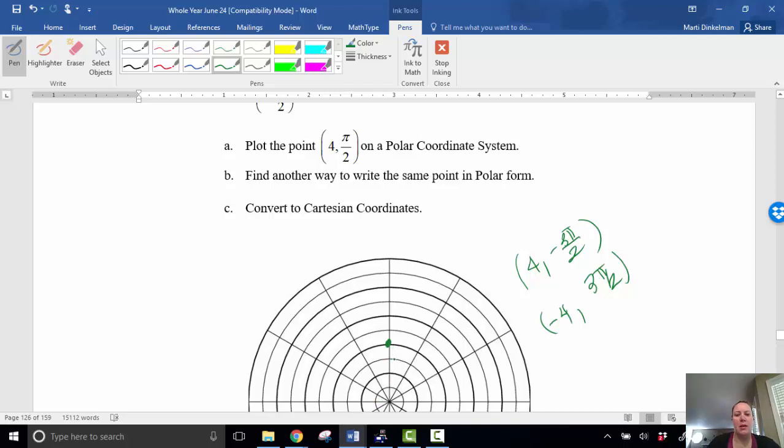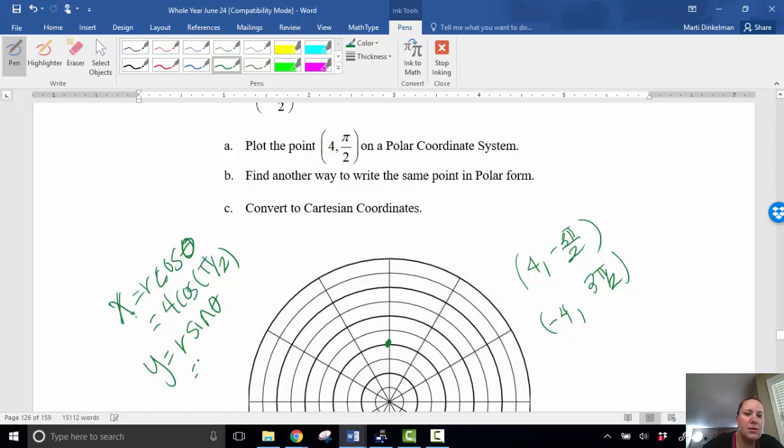And then this also wants us to convert to Cartesian coordinates. So remember our x is r cosine theta. Let's try that again. So in this case, that's going to be 4 cosine pi over 2, and then y is r sine theta. So that's going to be 4 sine pi over 2. So cosine of pi over 2 is 0, sine of pi over 2 is 1, so we should have 0, 4.